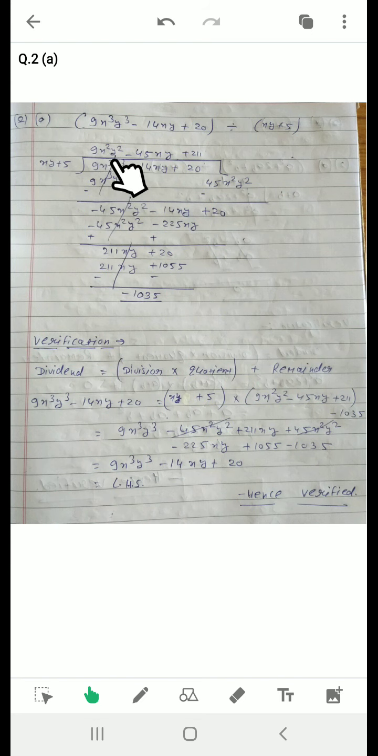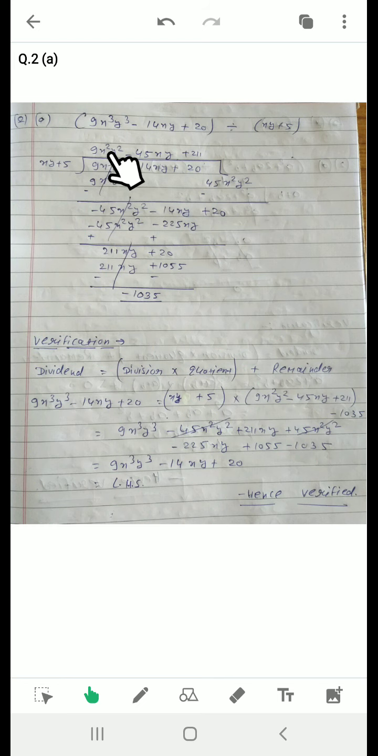So 9x cube y cube divided by xy. That will be a case of a monomial by a monomial. So 9x cube y cube divided by this xy, I will get 9x square y square. You can check that division. So 9x cube y cube divided by xy will be 9x square y square.